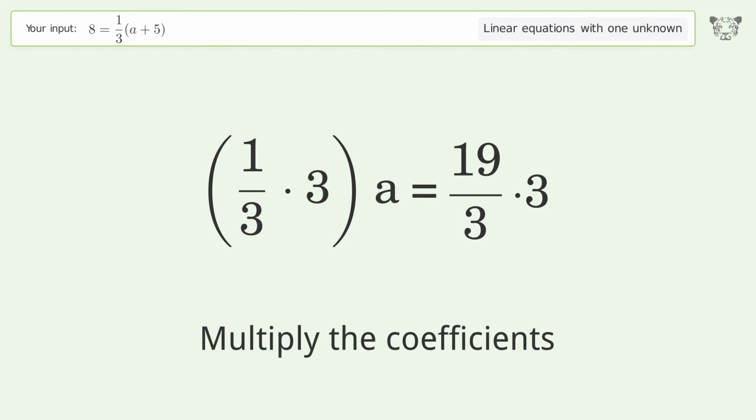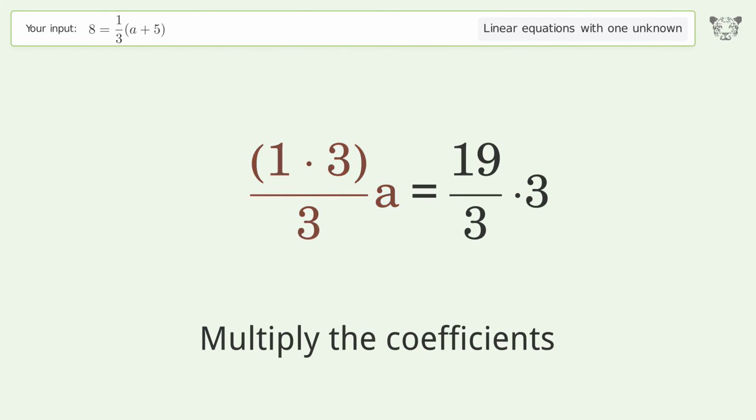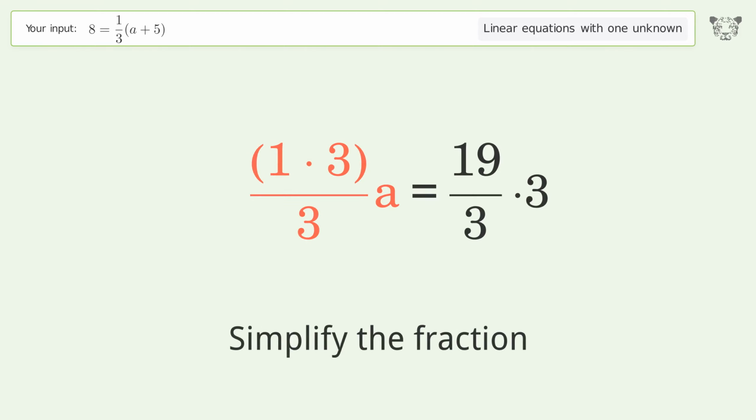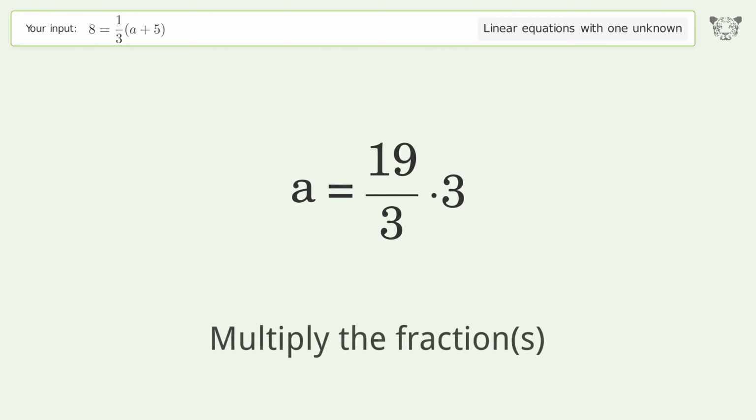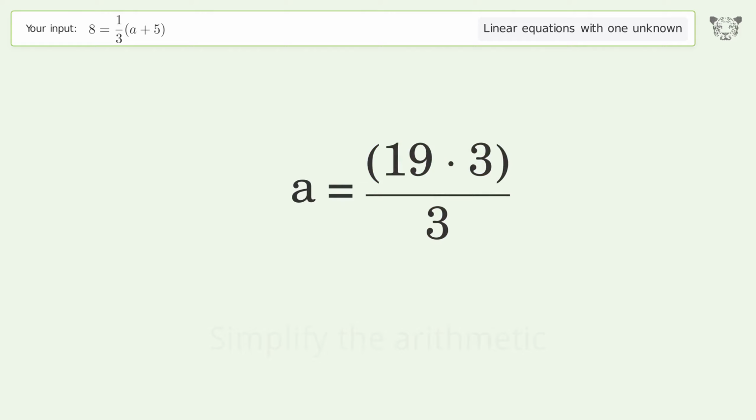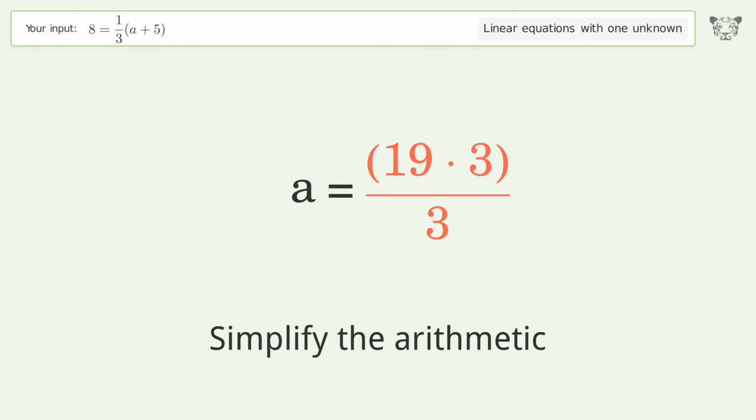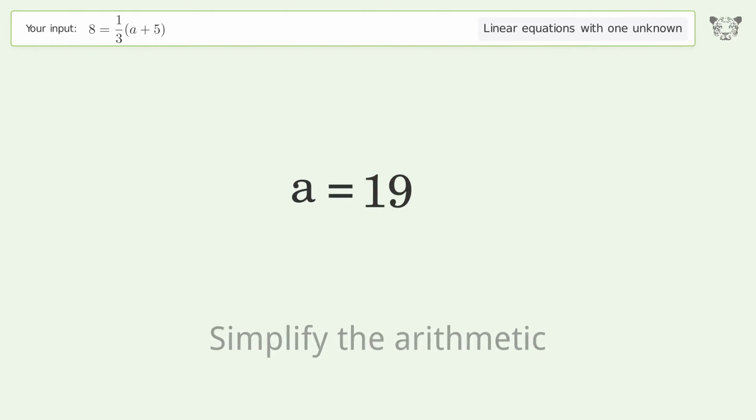Multiply the coefficients. Simplify the fraction. Multiply the fractions. Simplify the arithmetic. And so the final result is a equals 19.